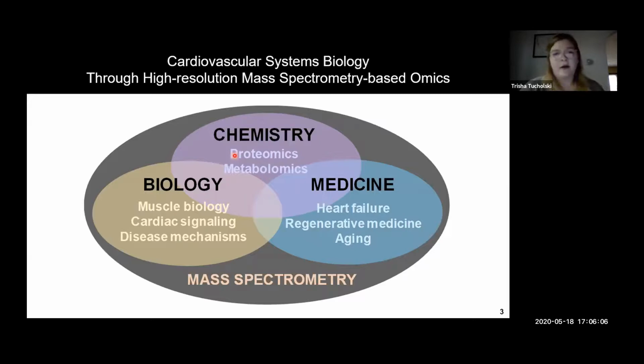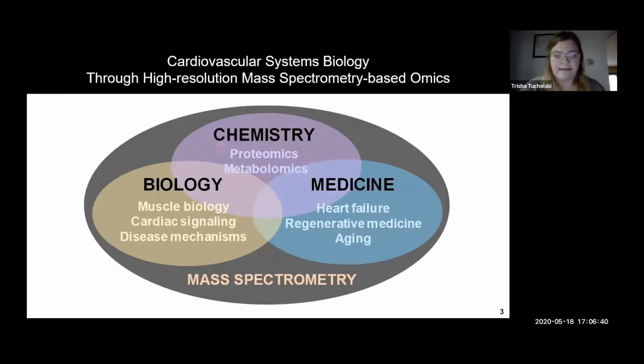So just to tell you a little bit about what our group does and giving an overview, we use high-resolution mass spectrometry-based proteomics and metabolomics, and we work at the interfaces of chemistry, biology, and medicine to study topics such as muscle biology, cardiac signaling, heart failure, and regenerative medicine. Specifically, I'm a chemistry PhD student, so I've worked a lot on method development for top-down proteomics, and I've used that recently in the last few years to study hypertrophic cardiomyopathy and kind of bridge that interface.